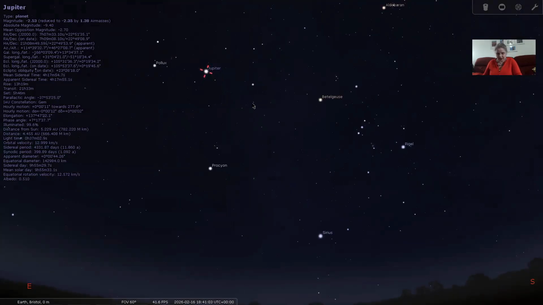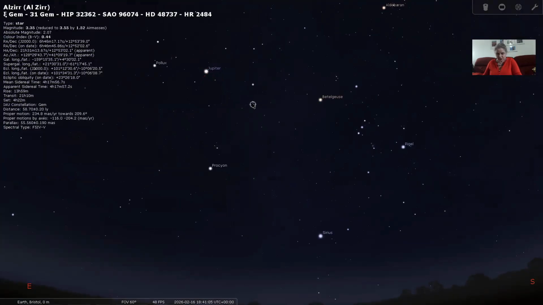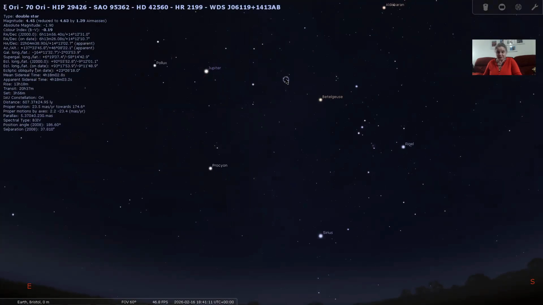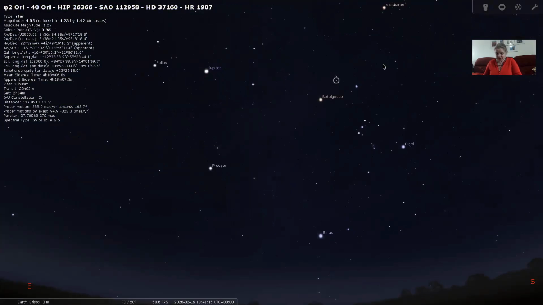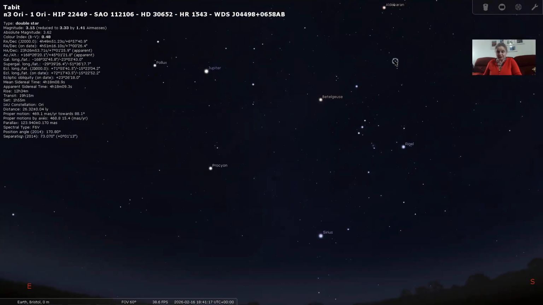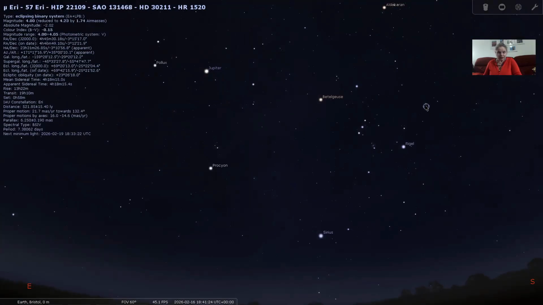I'm just going to click randomly on stars. And that one's just one star. Can you see? Okay, I'm going to pick on that one. That's a double star. What about that one? That one's just a star. What about that one? That's a double star. Just a star. Double star. Can you see? Eclipsing binary. Oh, right, now an eclipsing binary is what we're going to talk about now.